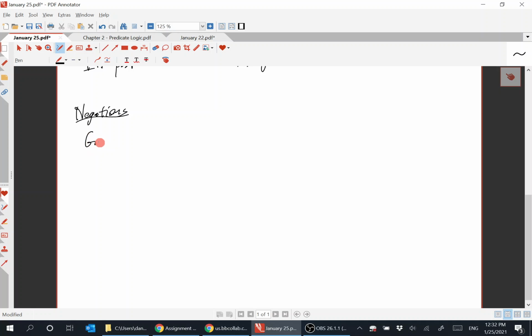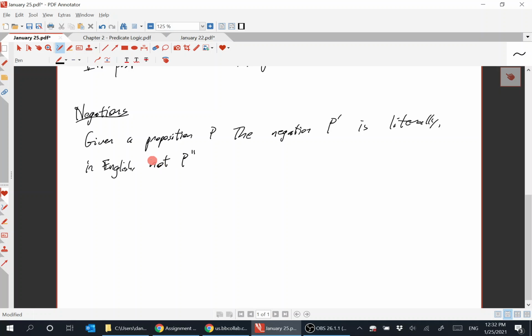Given a proposition P, the negation is literally, in English or in whatever language you're using, not P. But not P doesn't necessarily mean the antonym of P.